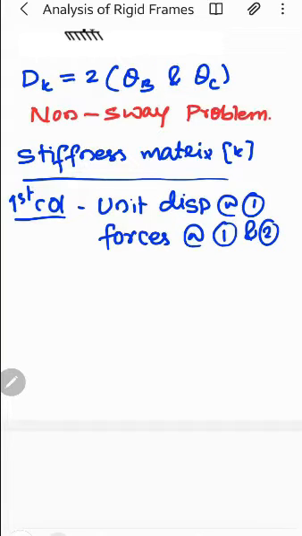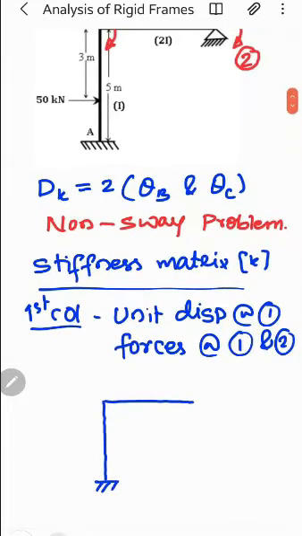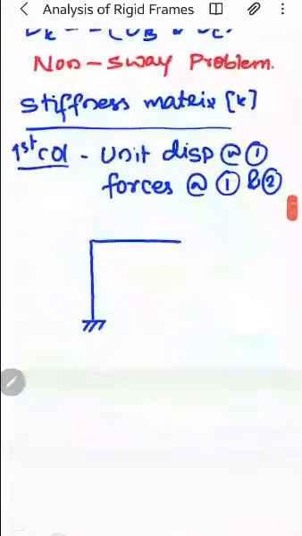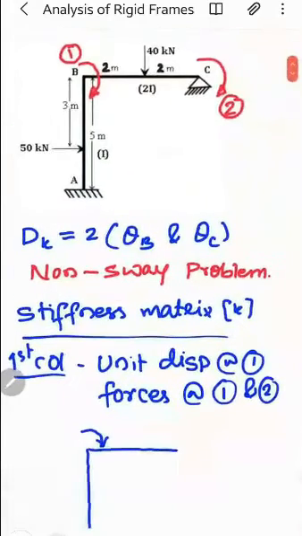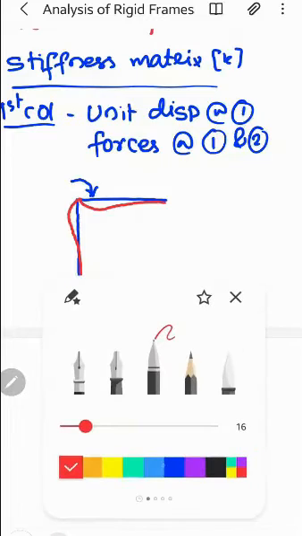So I'll just draw the figure for this. This is the frame figure. I have unit rotation. Where is coordinate number 1? Coordinate number 1 is at B. So when I am giving unit rotation at joint B, the members connected at joint B, that is BA and BC, will rotate in clockwise direction like this and this. So this deformation is 1.